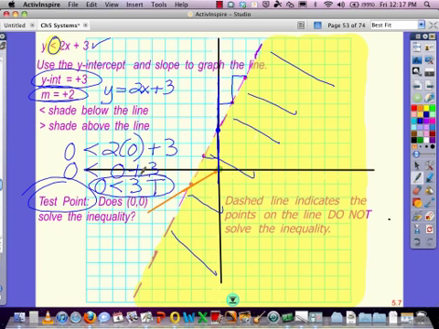So that's doing the test point method if you have a hard time seeing the less than, greater than. Again, the dashed line indicates you do not have points on the line that make the equation true. So our point 0, 3 would not make this equation true. So points on the line are not part of the solution. Think of it that way.